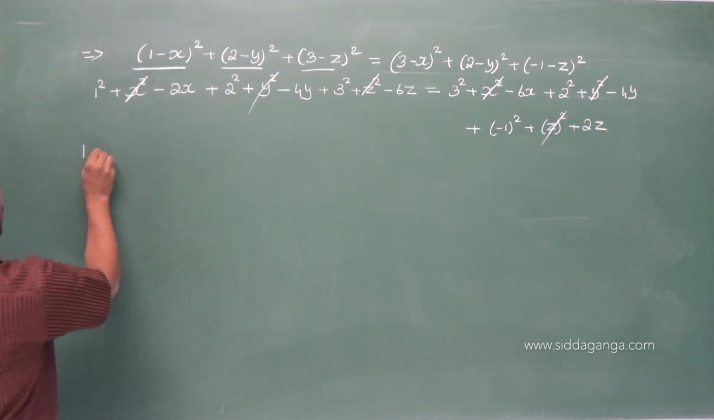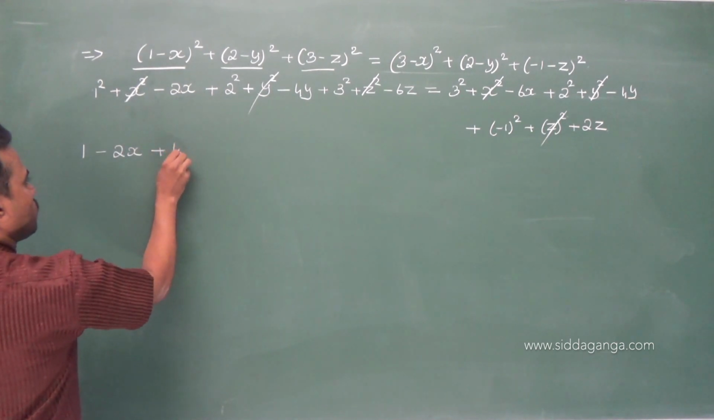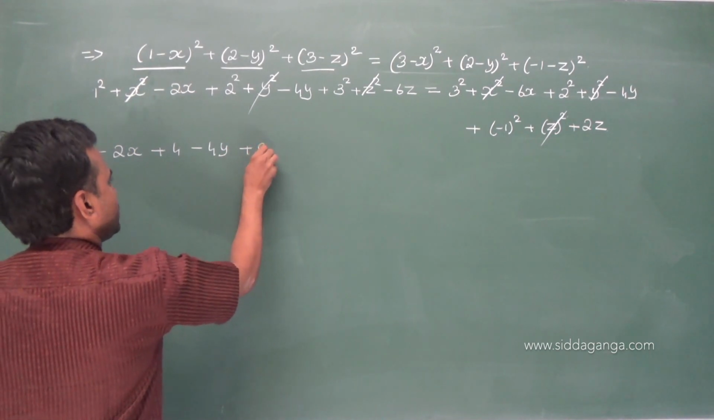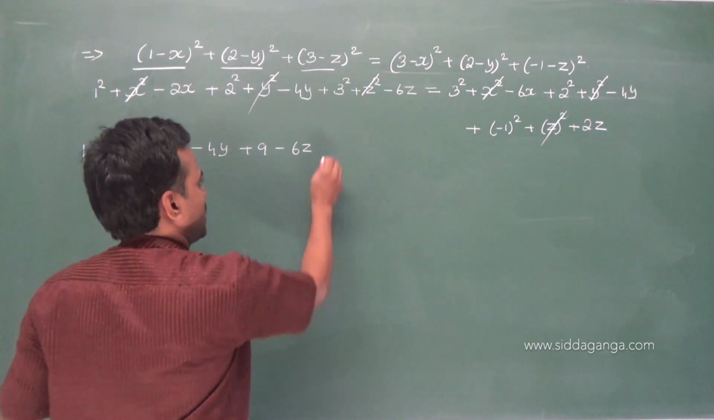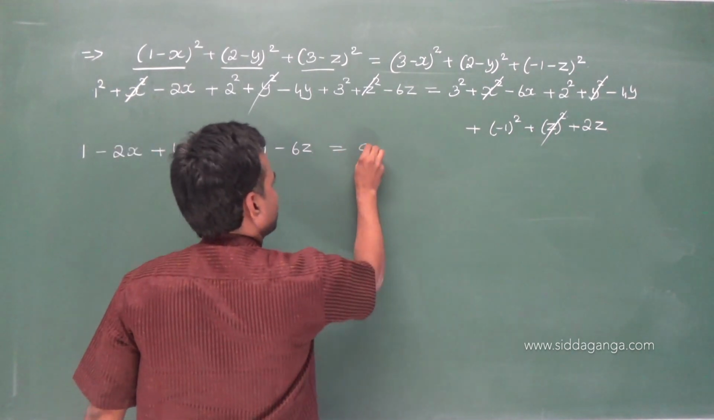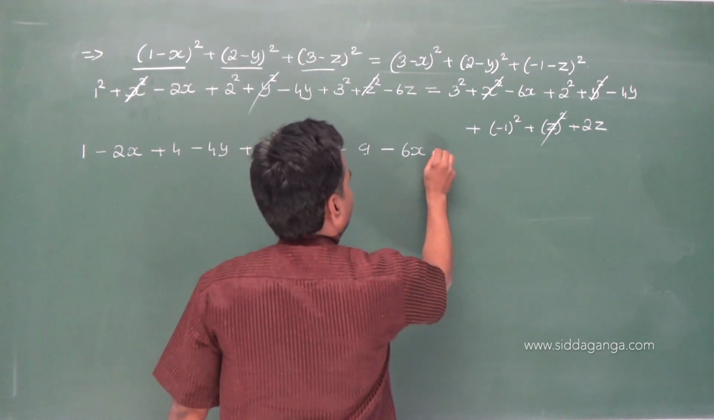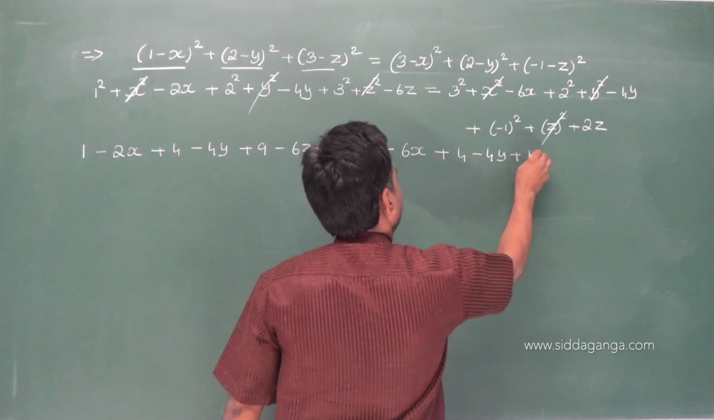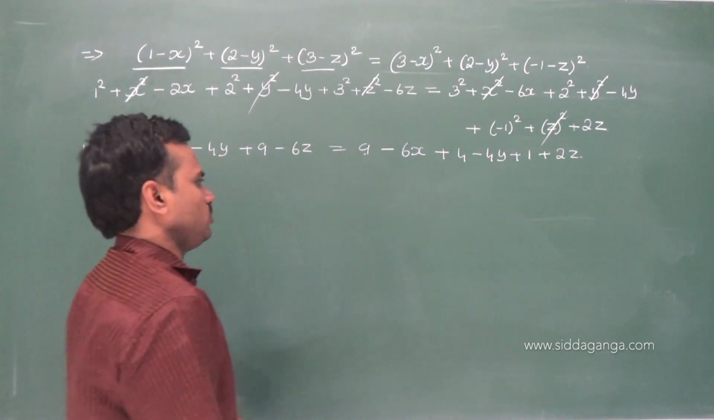1 square is how much? 1 minus 2x, 2 square 4 minus 4y, 3 square 9 minus 6z. This is left in LHS. RHS: 3 square 9 minus 6x. Correct now? Plus 4 minus 4y plus 1 plus 2z. Minus 1 square is 1.